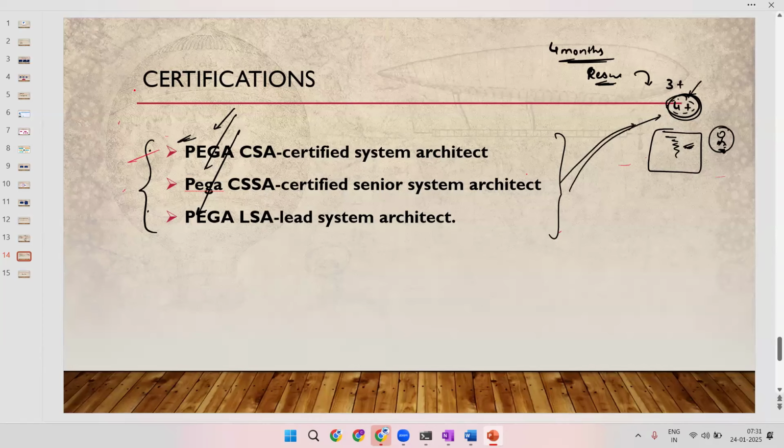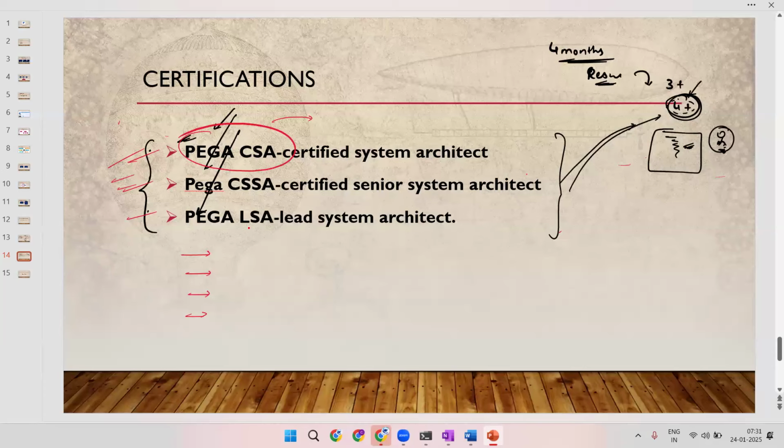You'll have 3 levels of major certifications. Let me just give you the case number, 3942. Additionally, you'll have a few other certifications also, but these 3 are major. And this is like level 1.